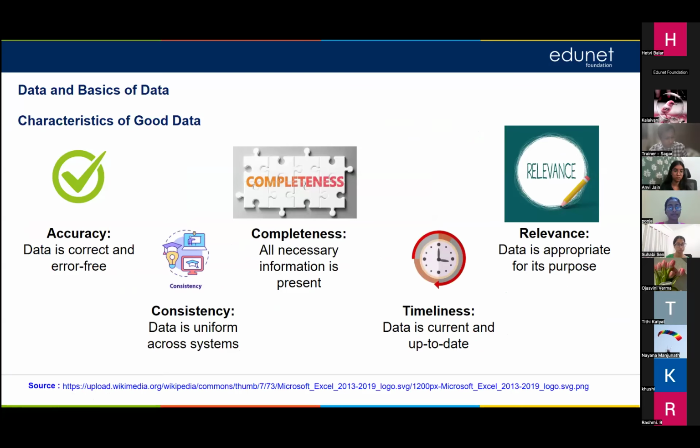Right. Now, remember I had told you this term at the start of the session called characteristics. What do we mean by characteristics, right? Features. Features of good data, right? How can you come to know if the data is good, if the data is bad, if the data is wrong?